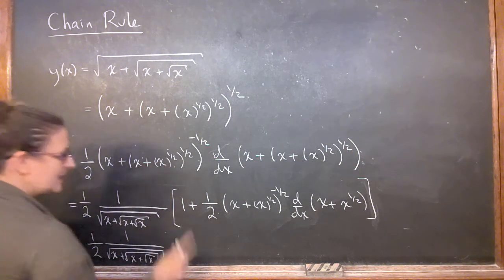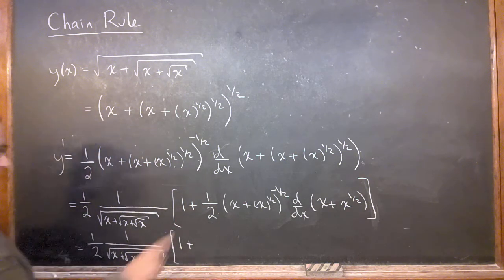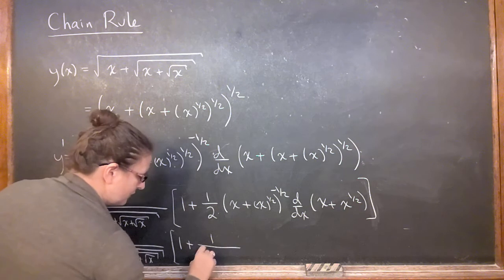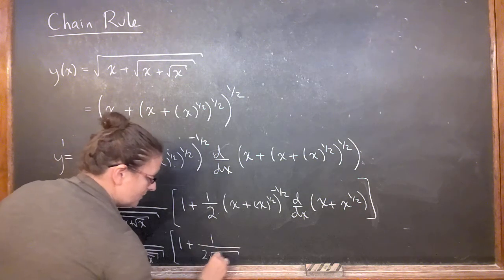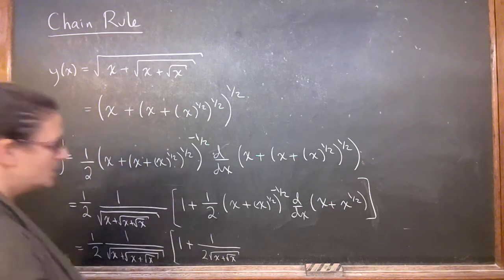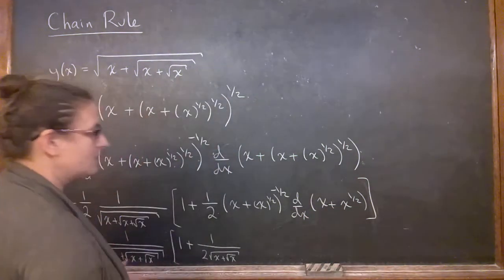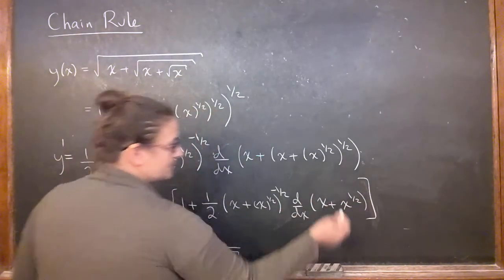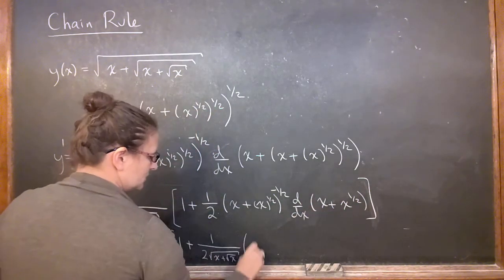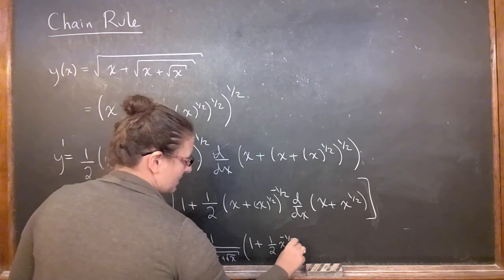Okay. So now I've got this 1 plus. All right, this is just going to be 1 over 2 square root of x plus root x, right? And now, this last part, I mercifully don't need a chain rule for this one, right? Because I don't have everything to the power. This is just 1 plus this guy, so it would be 1 plus 1/2 x to the negative 1/2, right?